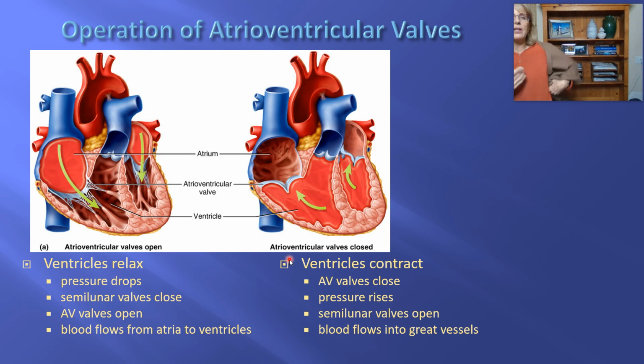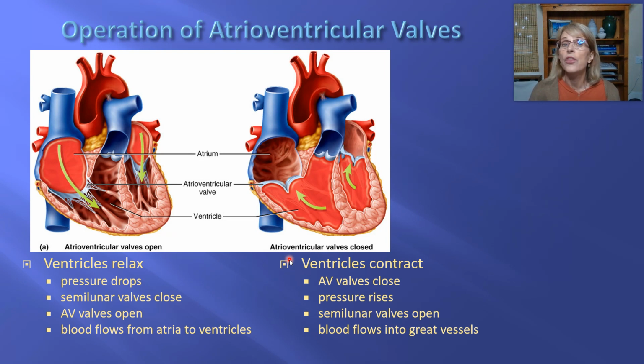Now, I know that even in this image, the one on the left, it looks like the papillary muscles are pulling open that valve. They're not. Ever, never, doesn't happen. The tricuspid and the mitral valve, they get pushed open when the blood inside of the atria is under more pressure than the blood in the ventricle. And when is blood in the atrium under more pressure than blood in the ventricle? When the atria are in systole.